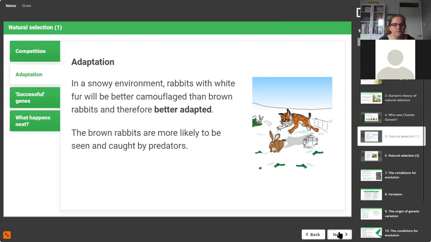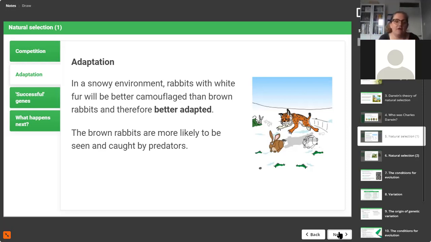So adaptation. This is one of those random differences in their bodies that allows them to actually compete and be better. So let's look at those rabbits. We've got the brown-furred rabbits and the white-furred rabbits. If these rabbits were living in a snowy environment, rabbits with white fur will be better camouflaged than the brown rabbits, and therefore they are better adapted to their environment.